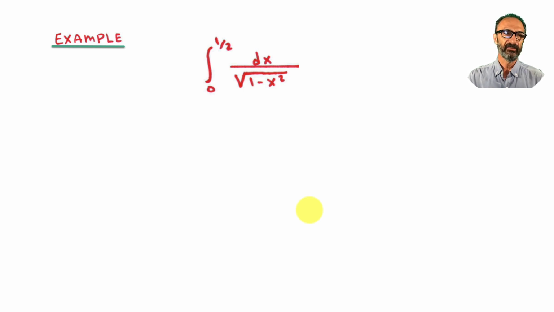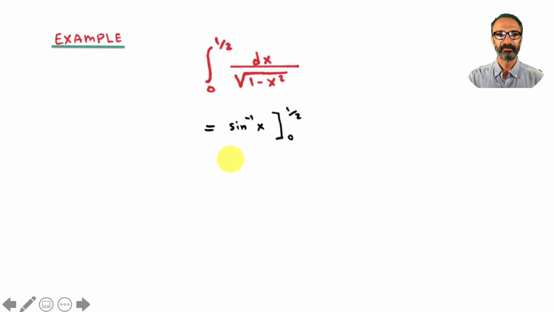For this one here, you might not know where it's coming from, but let me just make the story short and tell you where it's coming from. It's coming from sine inverse x. The derivative of sine inverse x is what you see, 1 over square root of 1 minus x squared. Okay, plug in 0 and half.